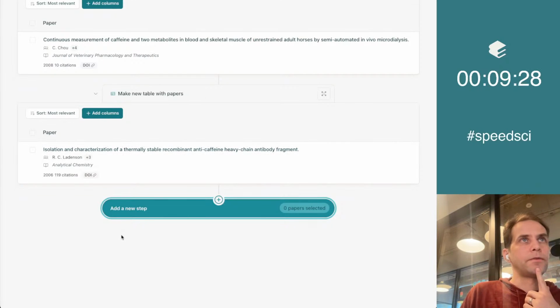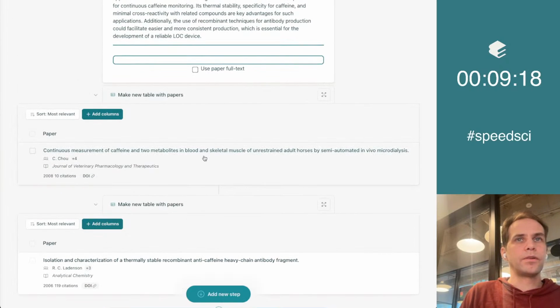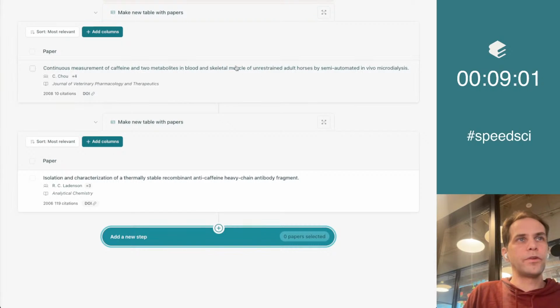And so if I wanted to continue from here on, I think what I would do is I would try to obtain these papers in their full text, and I would then first read about what the approach was that was used here, like how did this semi-continuous measurement of caffeine in the horses work, and is that transferable to humans?